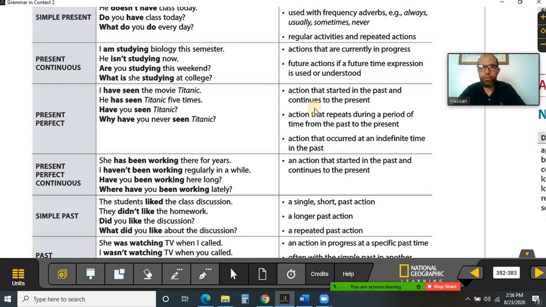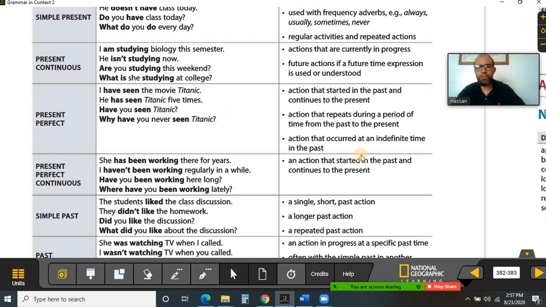And also we use the present perfect tense to talk about an action that repeats during a period of time from the past to the present. When we repeat the action, okay, different times, we have to use the present perfect to express that. Example, I have visited New York different times. It's not just one time, it's different times, many times. He has seen Titanic 5 times. So it's a repeated action that happened in the past, so we have to use the present perfect tense.